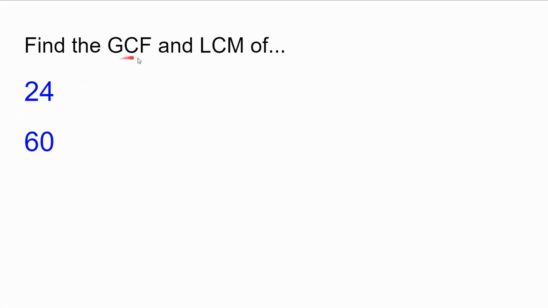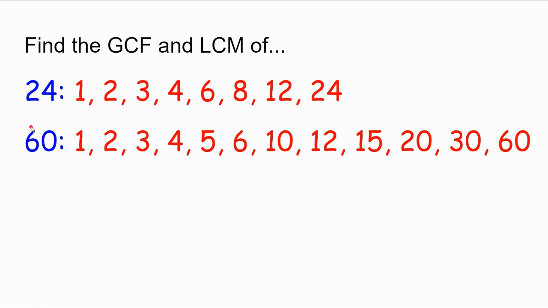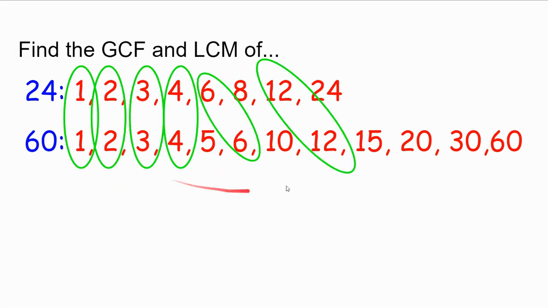So let's start with the greatest common factor. First, 24 and 60, list all the factors of each number. Then you go through and circle all the ones they have in common. And then at the end of that, you see that the largest one is 12. All right, greatest common factor is 12.